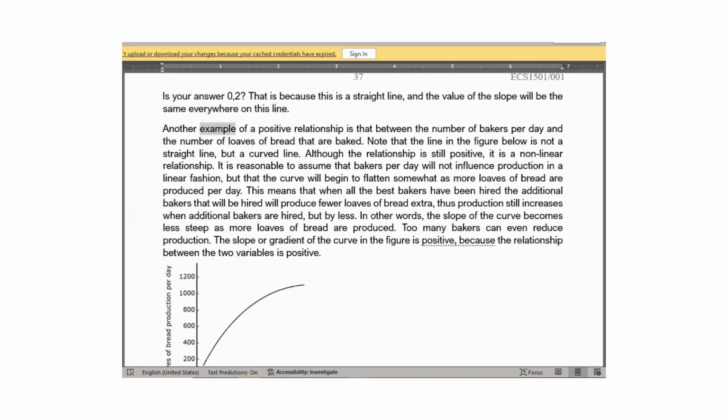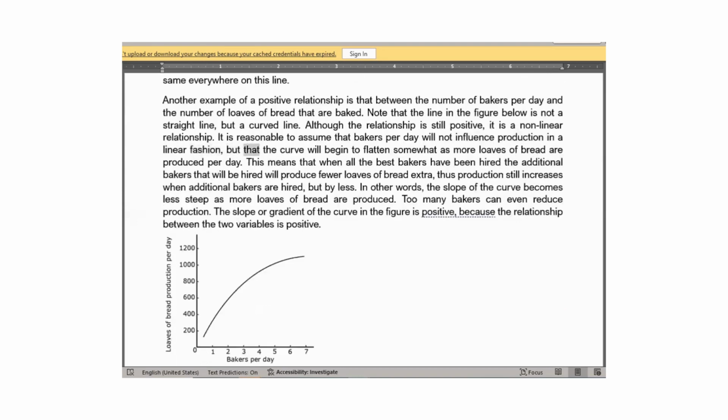Another example of a positive relationship is that between the number of bakers per day and the number of loaves of bread that are baked. Note that the line in the figure below is not a straight line, but a curved line. Although the relationship is still positive, it is a non-linear relationship. It is reasonable to assume that bakers per day will not influence production in a linear fashion, but that the curve will begin to flatten somewhat as more loaves of bread are produced per day.